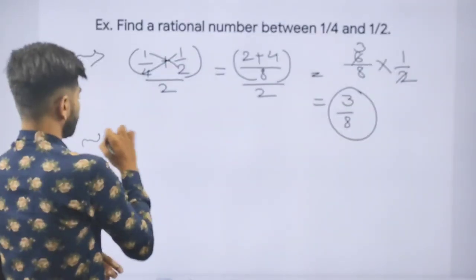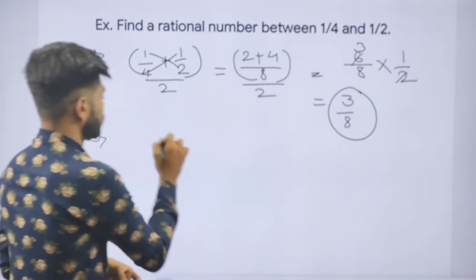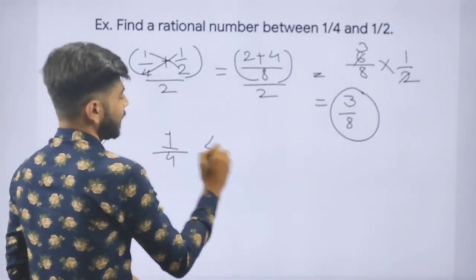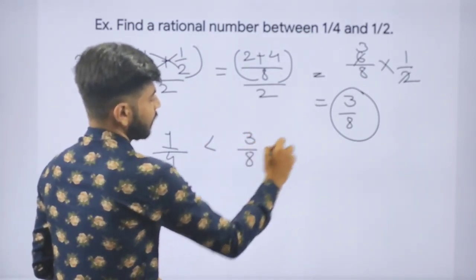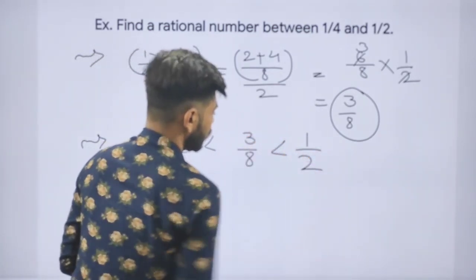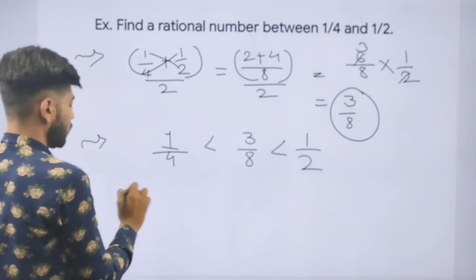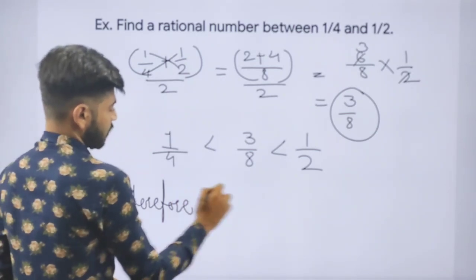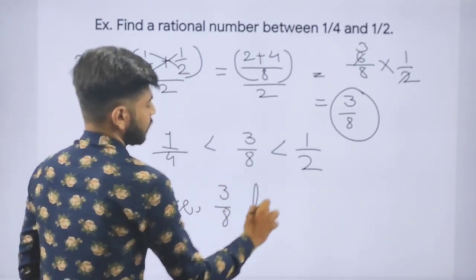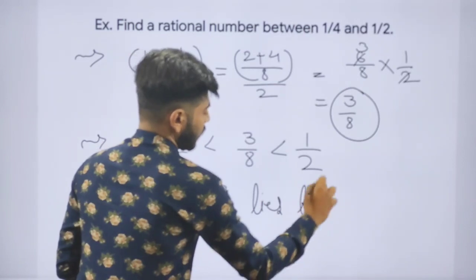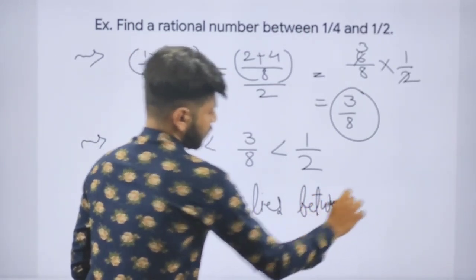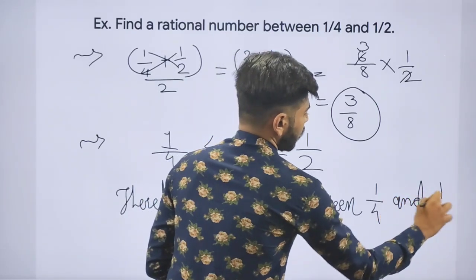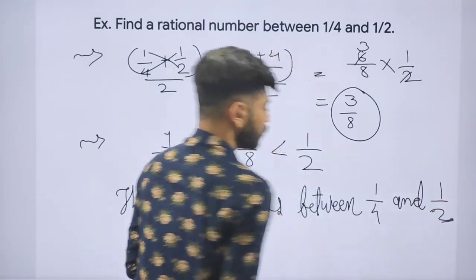So we will write 1 upon 4 less than 3 upon 8 less than 1 upon 2. Therefore, 3 upon 8 lies between 1 upon 4 and 1 upon 2.